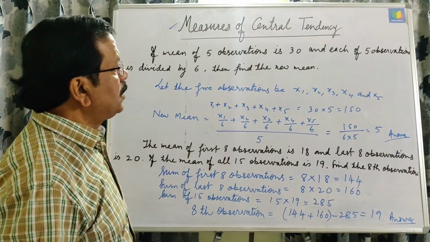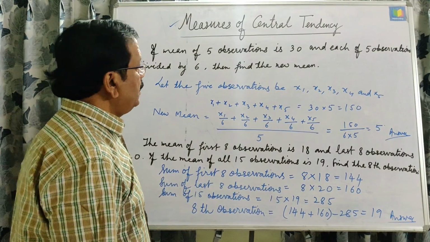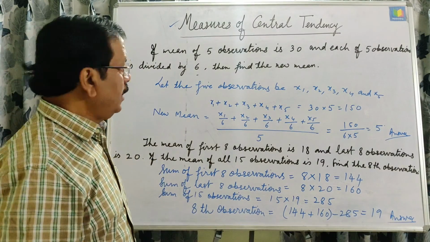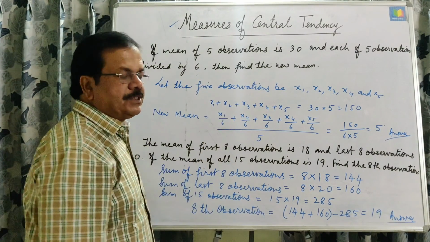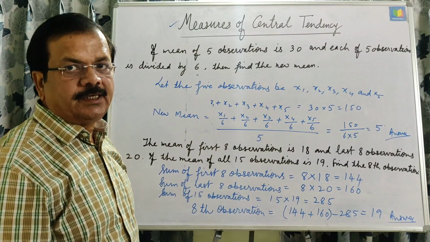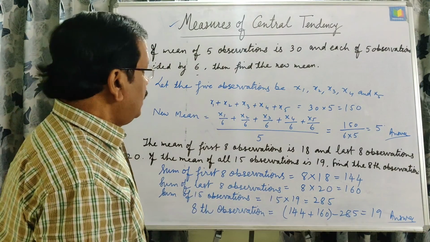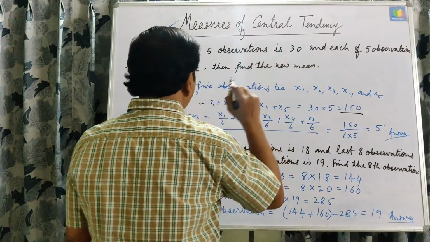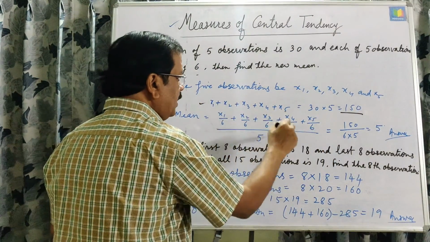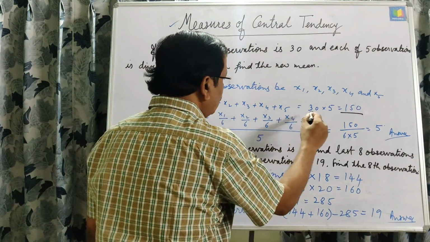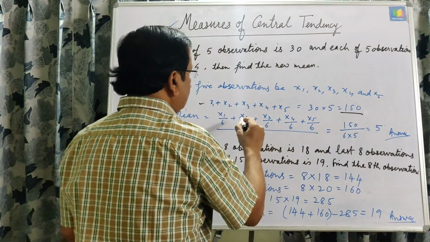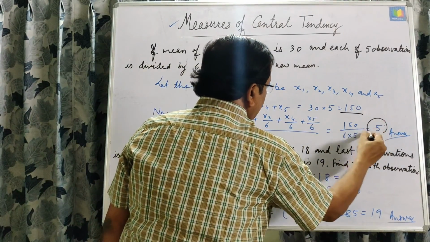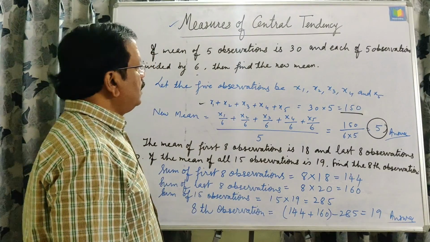If the mean of 5 observations is 30 and each of the 5 observations is divided by 6, then find the new mean. Okay, for this question let the 5 observations be x1, x2, x3, x4 and x5. Now the summation of these 5 observations is equal to 150, but according to the question each observation is divided by 6, and that is why as a whole this is divided by 6. Then putting the value here, 150 upon 6 into 5, and this will be 5. This is the new mean.